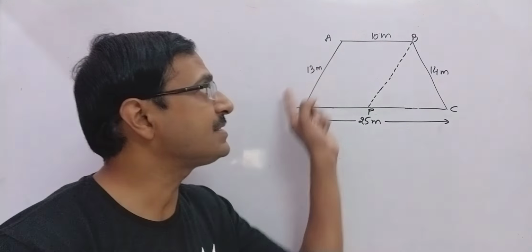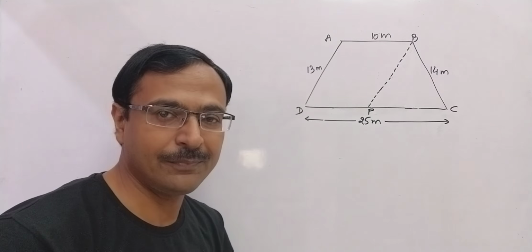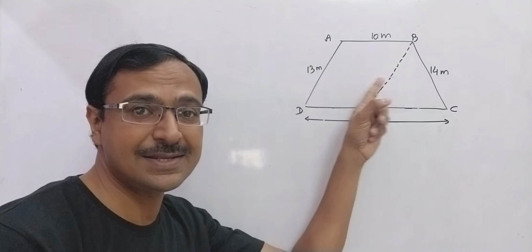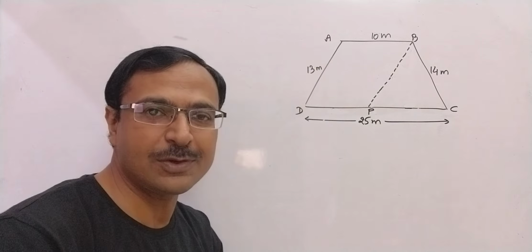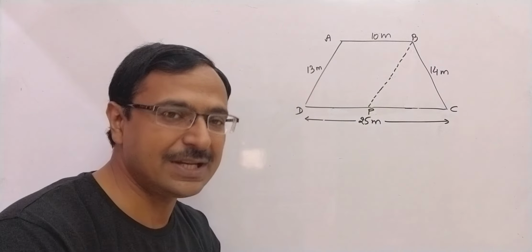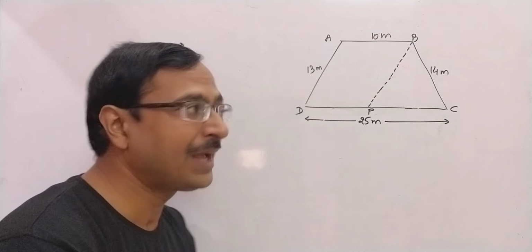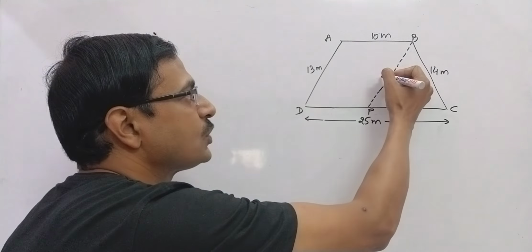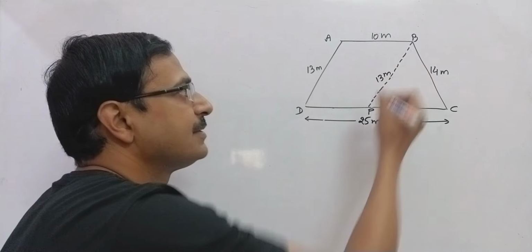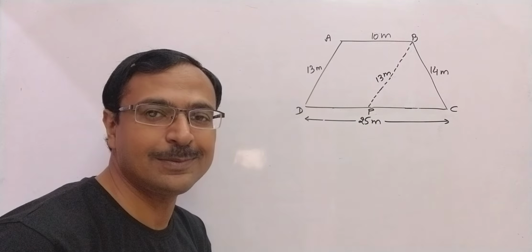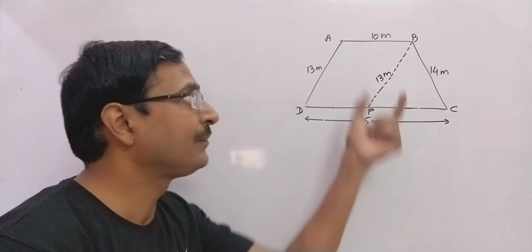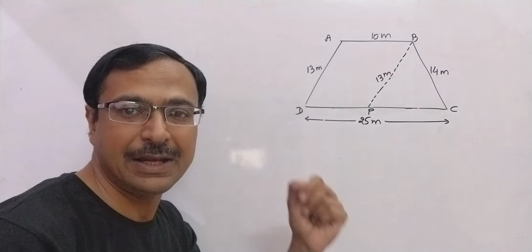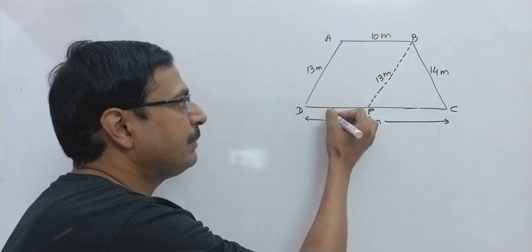Now you can see that this particular figure is a parallelogram. Why? Because these two sides were already parallel and this is drawn parallel. If both pairs of opposite sides are parallel, then obviously it is a parallelogram. Now if it is a parallelogram, then AD has to be equal to BP. So this side is also 13 meters. This was 14 meters. And if it is a parallelogram, then AB will be equal to DP, because opposite sides of a parallelogram are equal. So DP is also 10 meters.